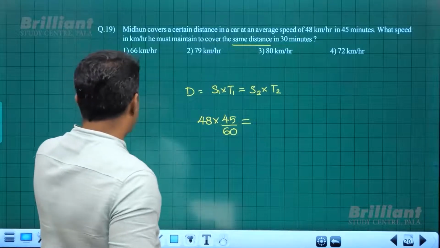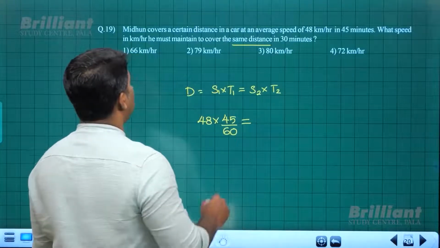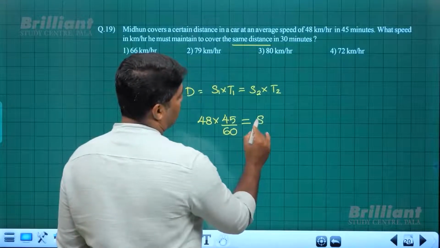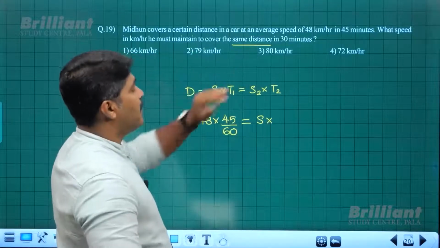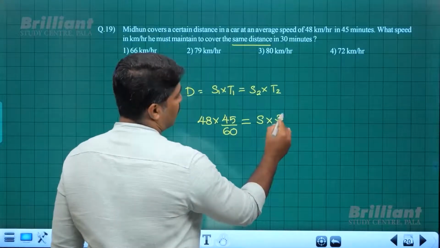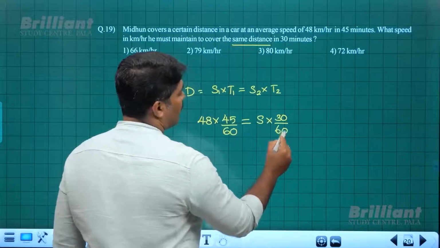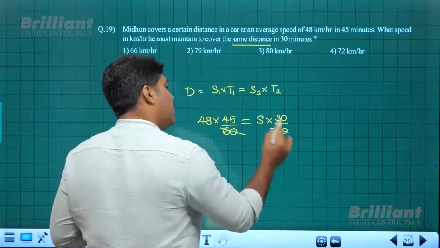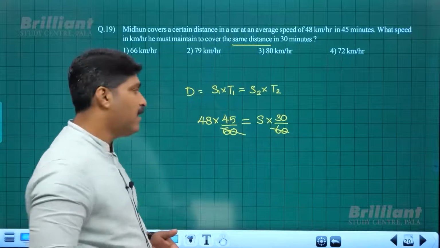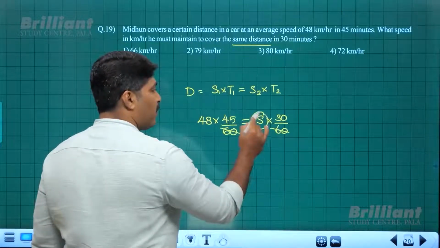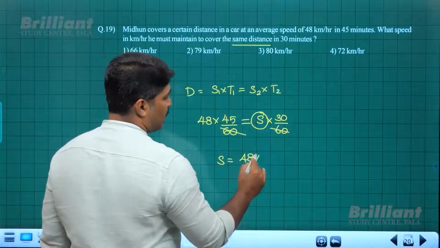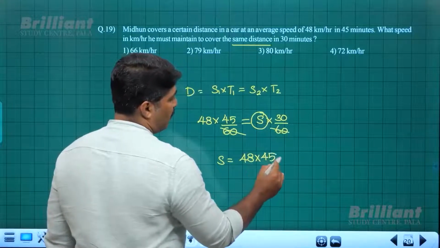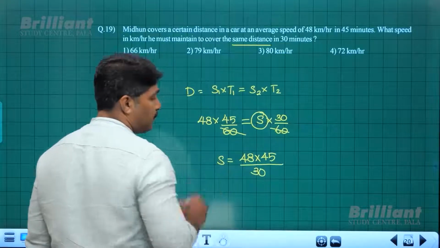So second situation, what is the speed? Speed we have to find out. So I just put that speed as S, and the time is 30, so this is 30 by 60. Here no use to put these two 6's, we can cancel it directly. So therefore we have to find out the speed. So speed is 48 into 45 divided by 30.